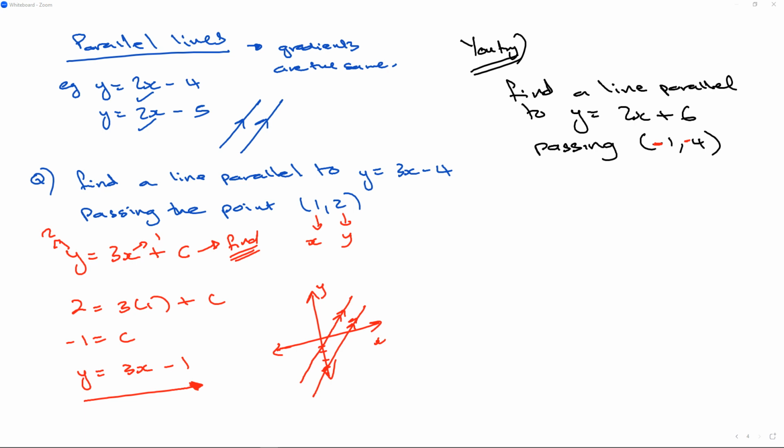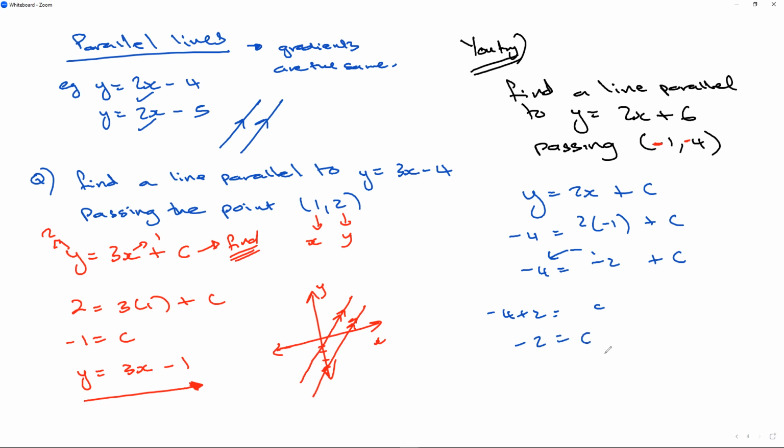So yes, what we have is y equals 2x plus c, because it's exactly the same gradient. And when I substitute negative 1 in for x, I'm going to substitute negative 4 in for y. That becomes negative 2, which I move over to become plus 2. And that becomes negative 2, so y equals 2x minus 2. Like that. Yeah, so that's the final answer there, line parallel.